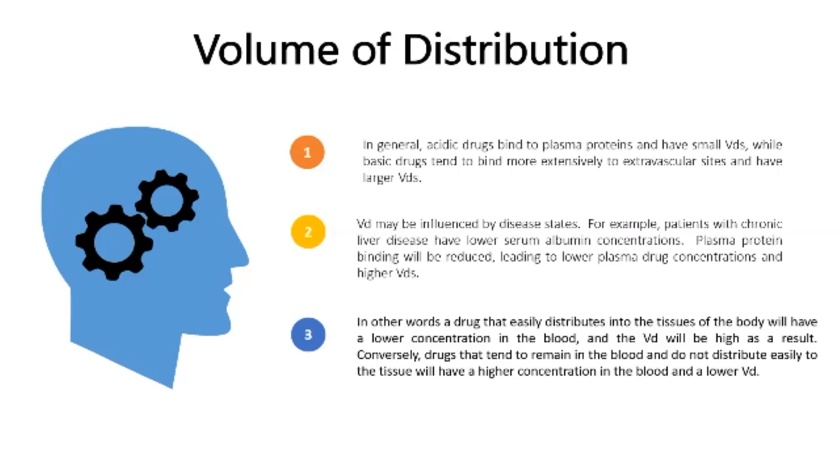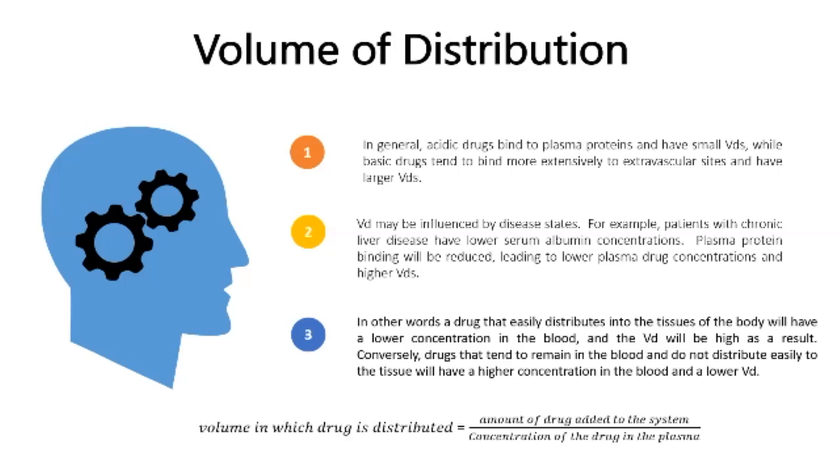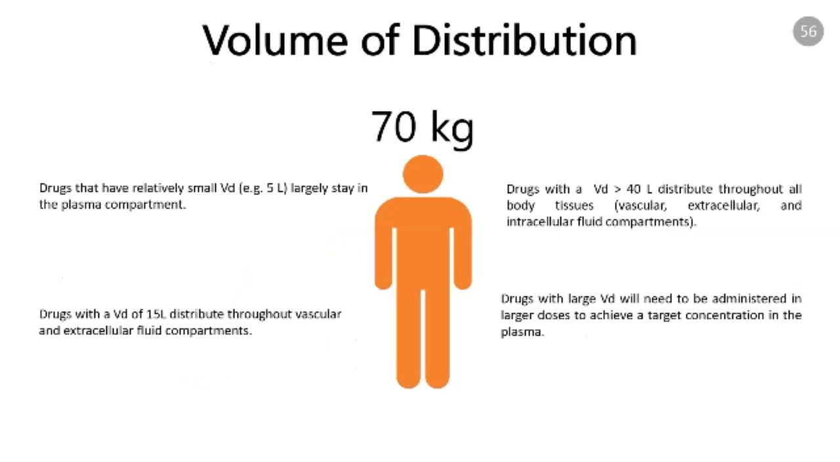So as the amount of drug in the cell compartment or the tissues increases, the VD in the fluid compartment increases. This is so because extensive cellular drug binding pulls drug molecules out of the fluid compartment, aka the plasma, decreasing concentration there, thus increasing VD. Again, volume of distribution is the amount of drug added to the system divided by the concentration of the drug in plasma. Okay, we have a 70 kilogram man here.